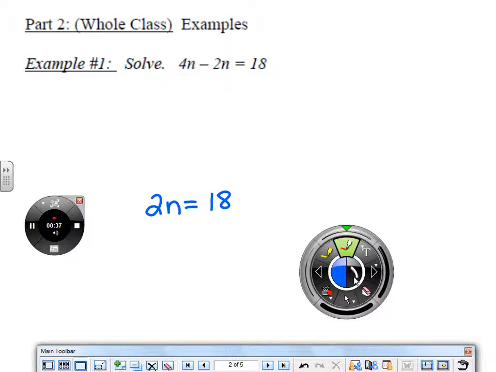What do I have to do to finish this? Divide by 2. And then I can find out the value of n. So n should be equal to 9. And if I wanted to, like you were doing in the homework, the last problems that Billy and Charlie did where they plugged in a number, you could plug 9 back in and do the left-hand side and see if it actually equals 18 when you're done.